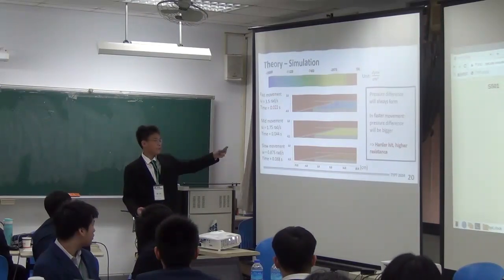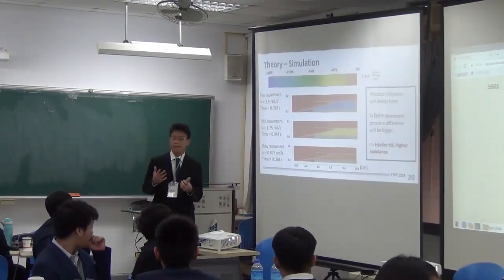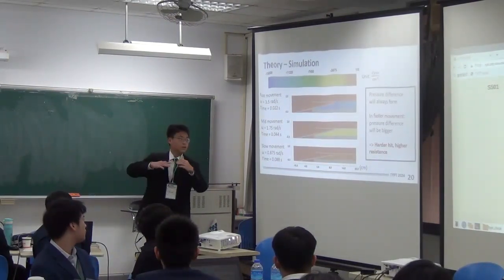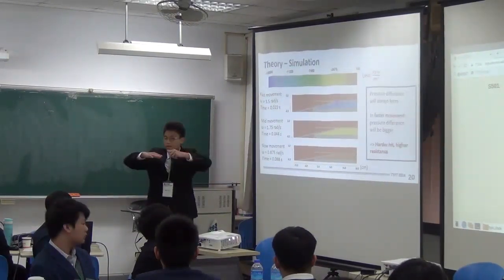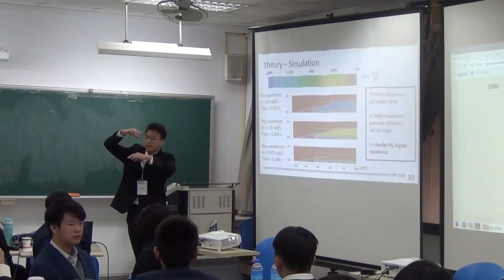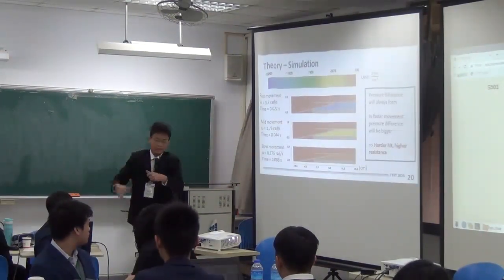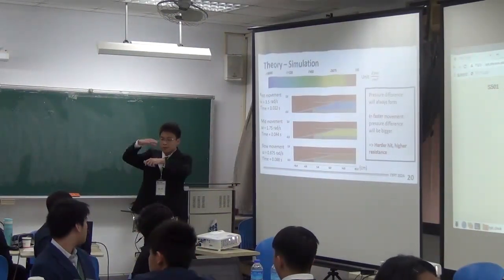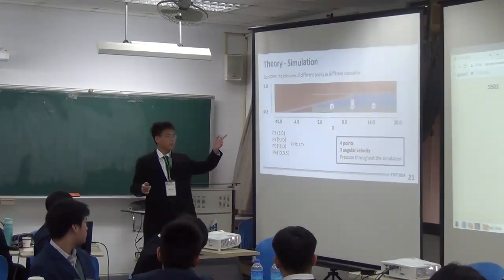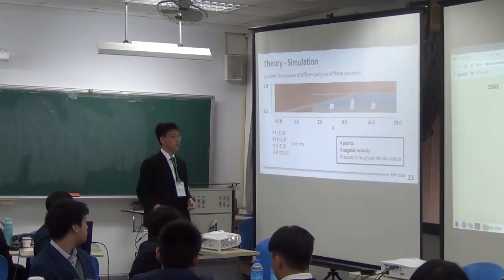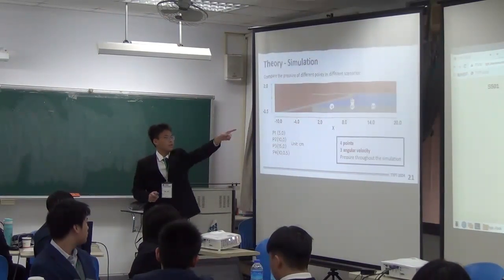But with faster movement, there will be a bigger pressure difference. And if the pressure difference is bigger, the air pressure onto the paper will be bigger. That means if there's a harder hit on the ruler, there will be bigger air resistance, like an air pressure resistance. And then I'm going to compare different places on the ruler, like P1, P2, P3, and P4.